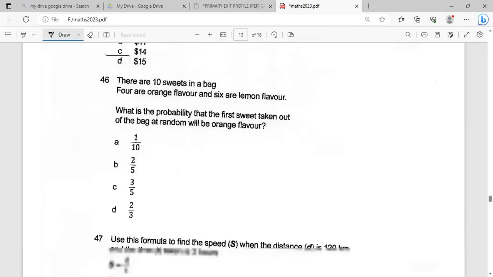There are 10 sweets in a bag. 4 are orange flavored and 6 are lemon. So 4 out of 10. I'll break that down. We divide by 2. So that's 2 over 5.